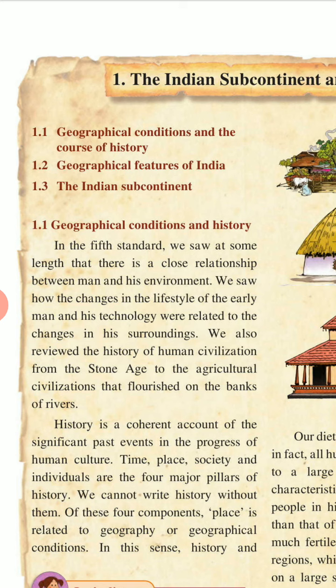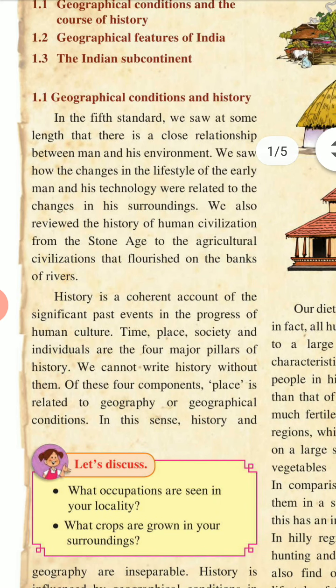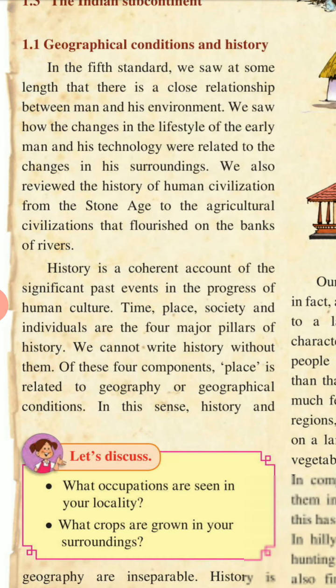In the 5th standard, we saw at some length that there is a close relationship between man and his environment. We saw how the changes in lifestyle of the early man and his technology were related to the changes in his surroundings. We also reviewed the history of human civilization from the Stone Age to the agricultural civilization that flourished on the banks of rivers.